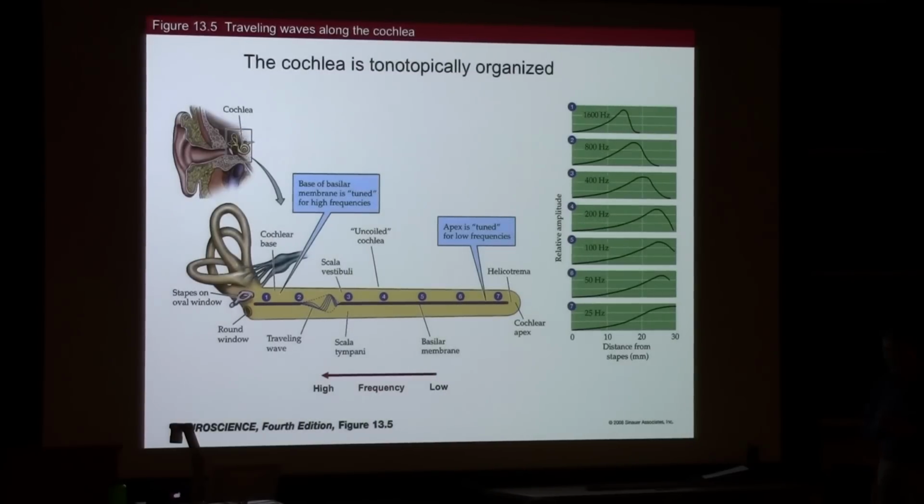Remember what you learned in signals and systems: given a signal, you do a Fourier transform and decompose it into multiple bands of frequency from low to high. This is essentially nature's creation for frequency decomposition, with low frequency near the apex and high frequency near the base, arranged in a systematic way. This organization we call tonotopic organization, or we say the cochlea is tonotopically organized. Tonotopically organized means it's organized by frequency.